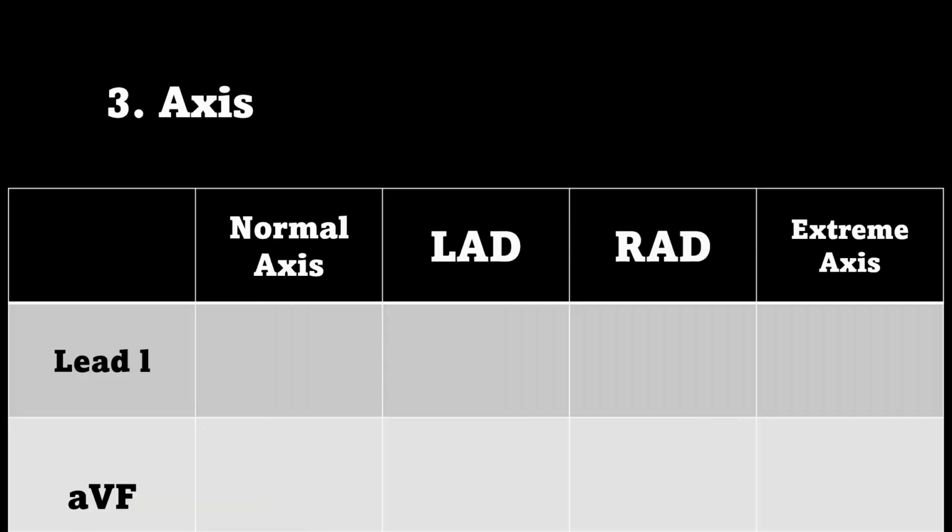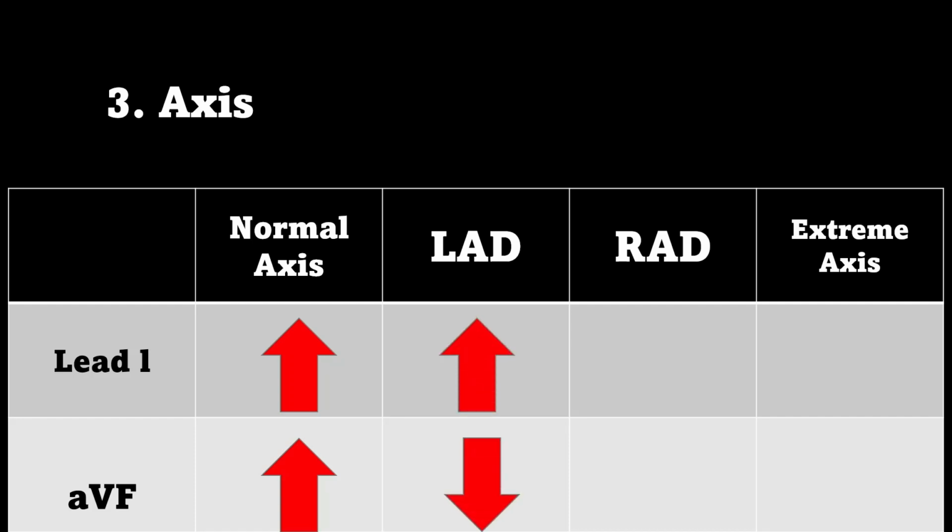Now we're going back to axis for our 3rd step. Get your thumbs up and ready. First off is your normal axis. Lead 1 and AVF are both up. 2 thumbs up, your axis is good. Now your left axis deviation. 1 is positive and AVF is negative. Your thumbs have left each other.